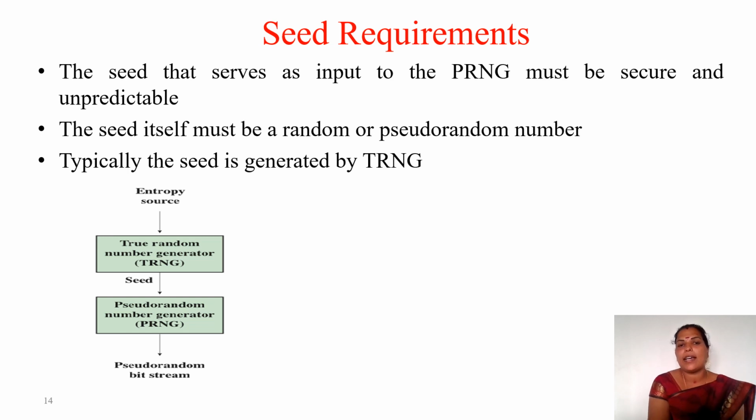See here in the diagram, the entropy source, how we are generating it is that value we are getting from the physical environment of the computer, that is based on some mouse movements, or from the electrical equipment, or based on some clock values. Likewise we are getting some value from the physical environment of the computer, that is passed as input to the true random number generator, and we are generating the seed, and that seed is passed to the pseudo random number generator, then we are getting the pseudo random bit stream.